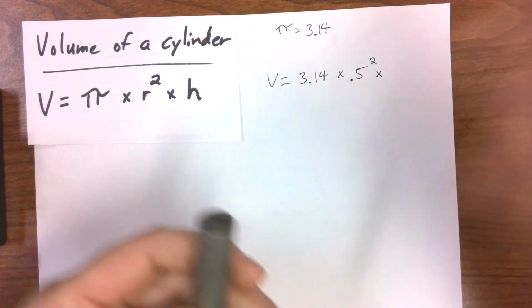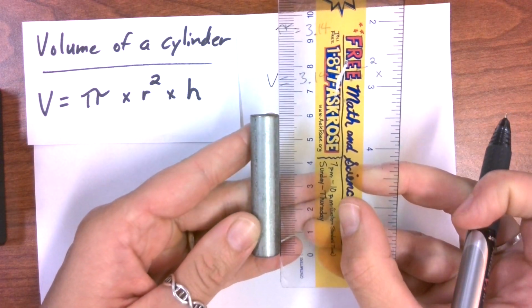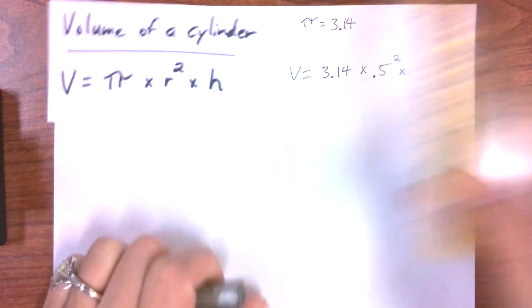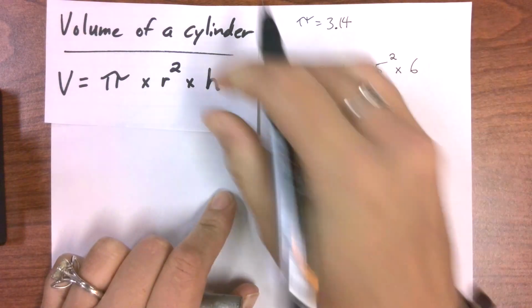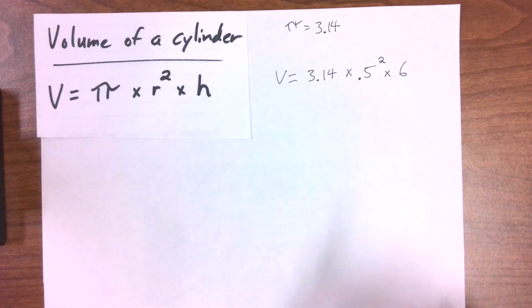So let's measure the height of the cylinder, and it looks like it's about 6 centimeters. So we'll put 6 right there. Okay. Now let's go ahead and plug those into the calculator.